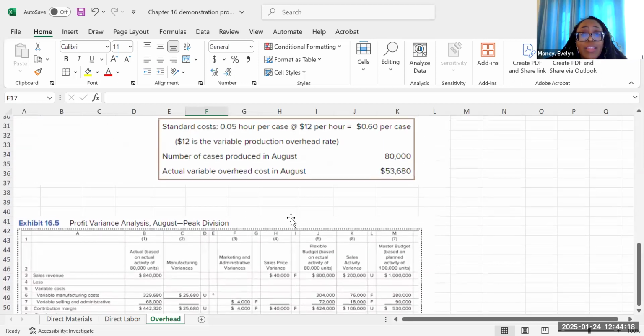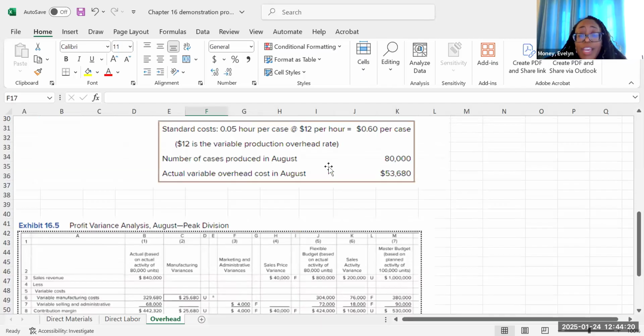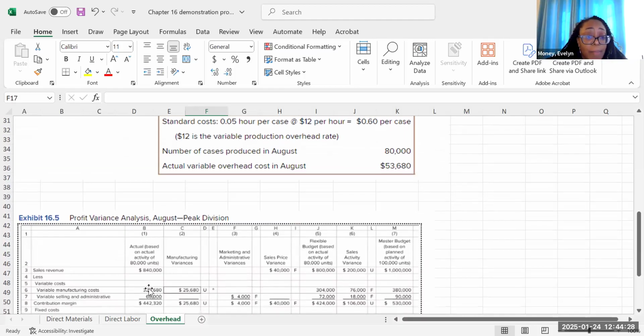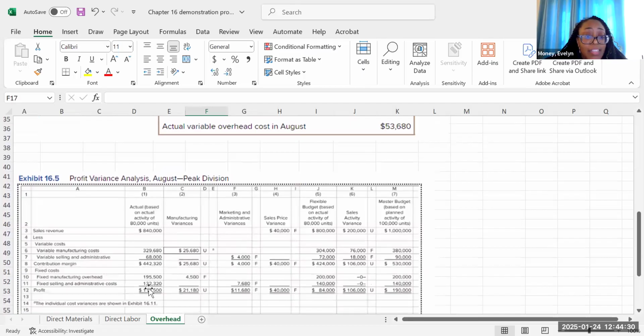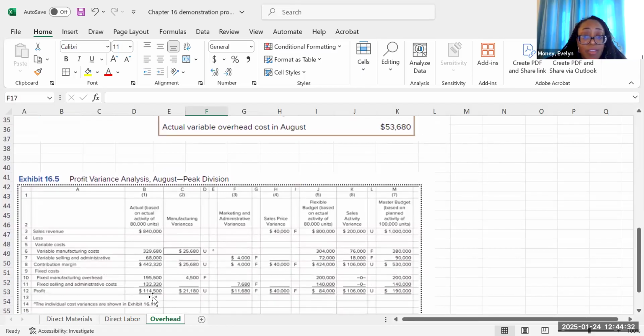And notice that the number of cases produced in August tells me which budget I need to look at. So I have my actual information based on activity of 80,000 units. And then I have the flexible budget based on activity of 80,000 units. Now, why am I over here? What in the world is all this information? What are they talking about?